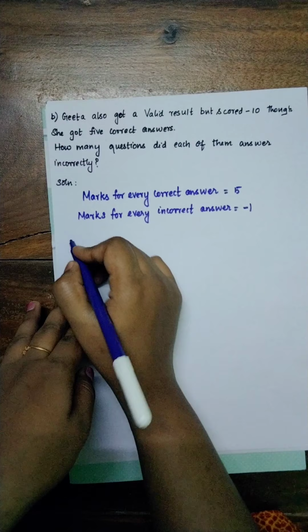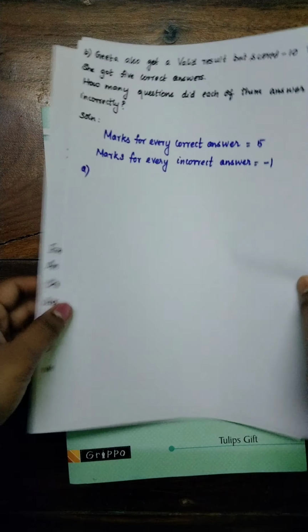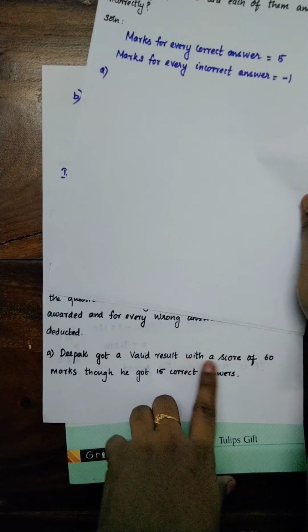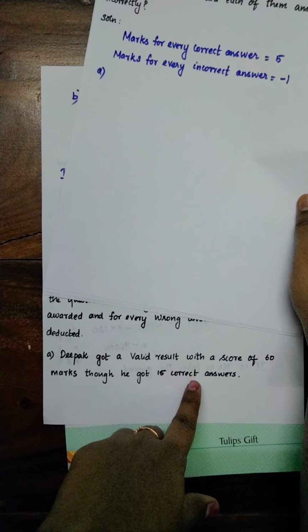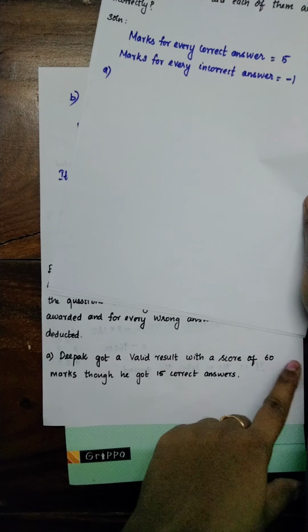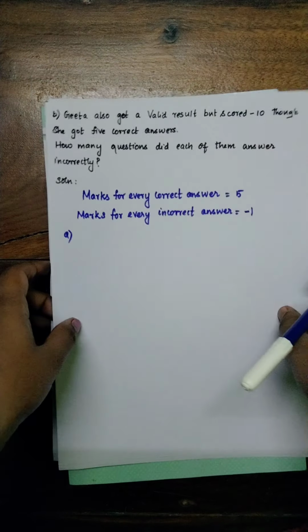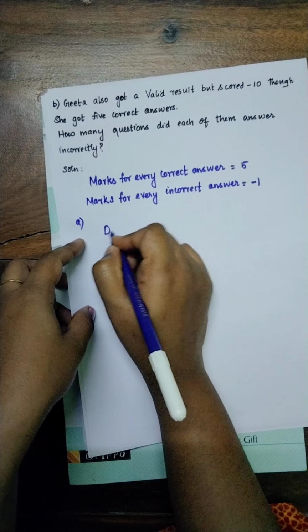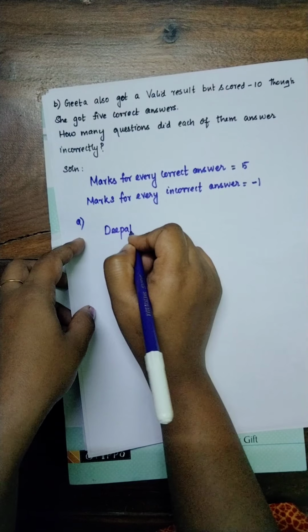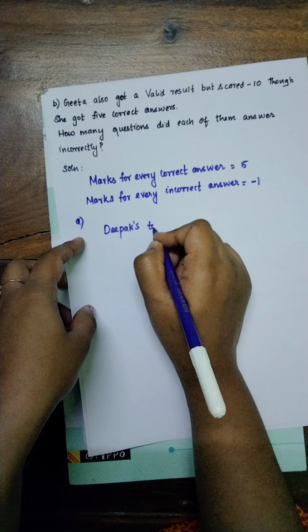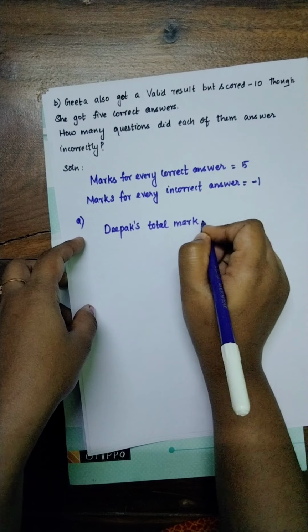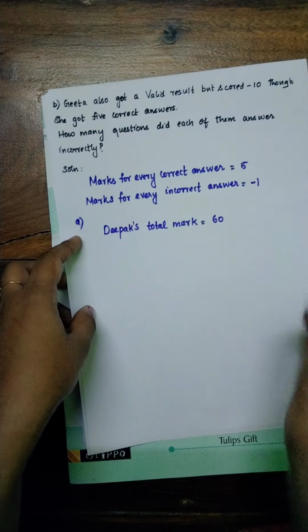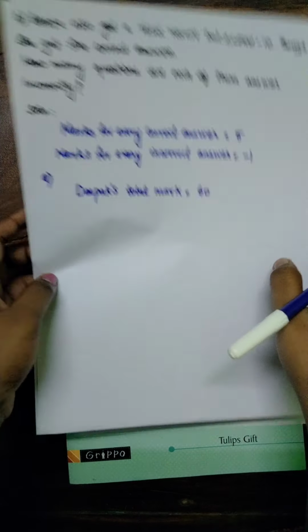So what is our first question? Deepak got a valid result with a score of 60 marks, though he got 15 correct answers. First we are going to write the total mark of Deepak. Deepak's total mark is equal to how many marks? He got 60 marks. So Deepak's total mark is equal to 60 marks.